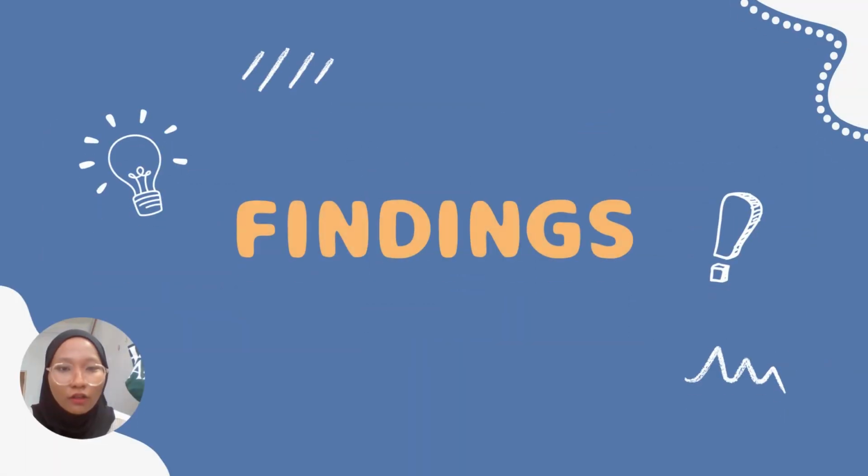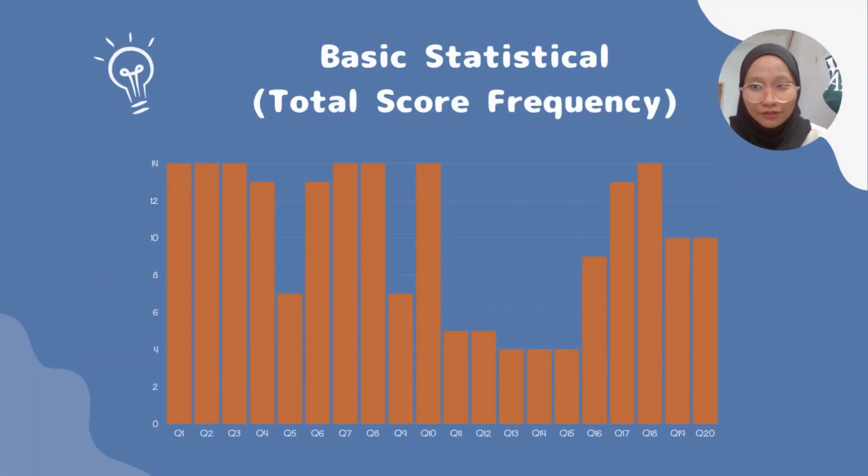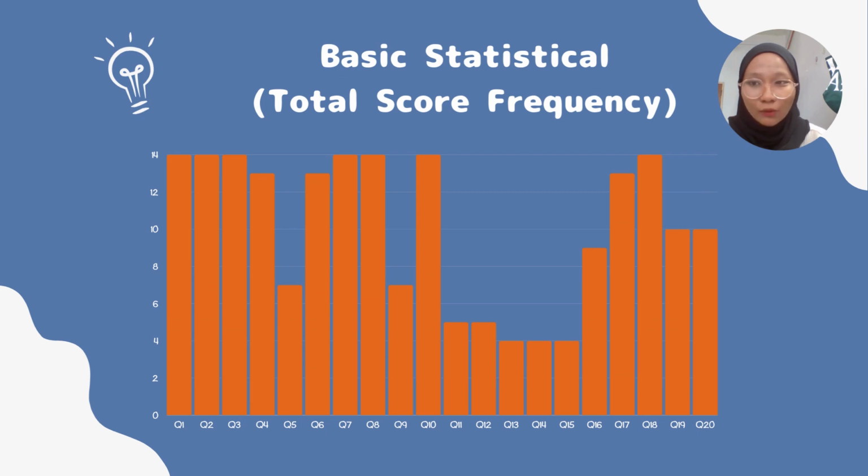Now we'll be moving on to the findings. As shown in the histogram, we can see the total score frequency of the items. So firstly, items 1, 2, 3, 7, 8, 10, and 18 were 14. Meanwhile, items 4, 6, and 17 were 13.